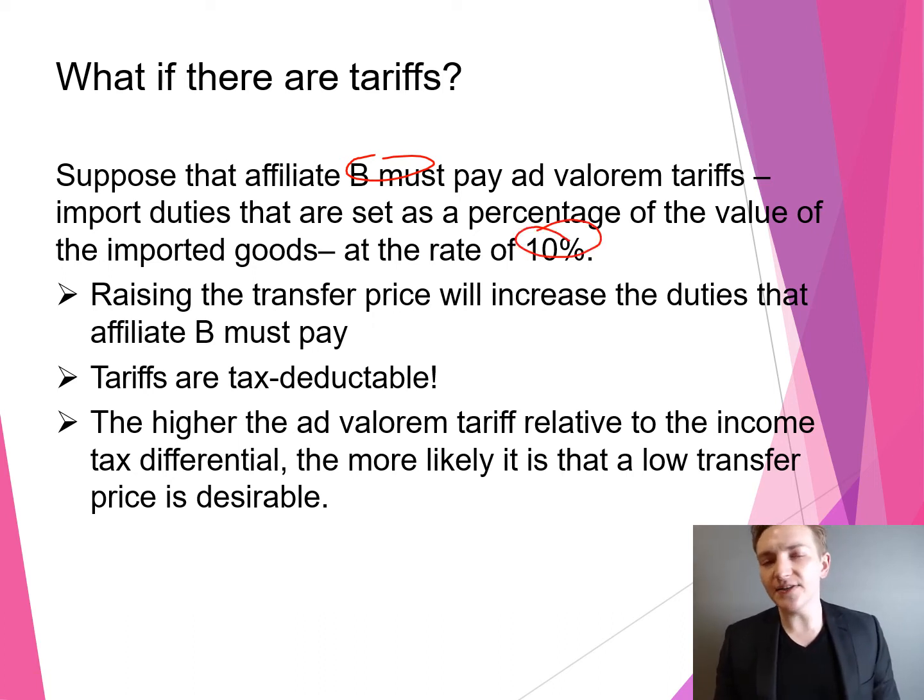Now what this means is we have two moving parts. We have the tax rates and the tariffs. And when you have to pay a tariff on the goods being imported, it can create a disincentive to set a higher transfer price. This is because you need to pay a higher price or a higher cost due to those tariffs when you bring the goods from company A to company B.